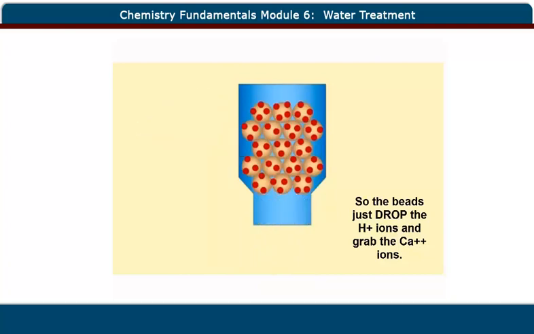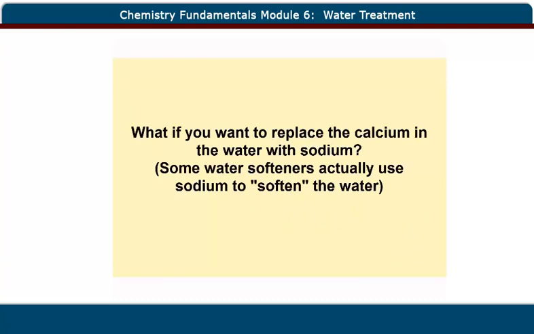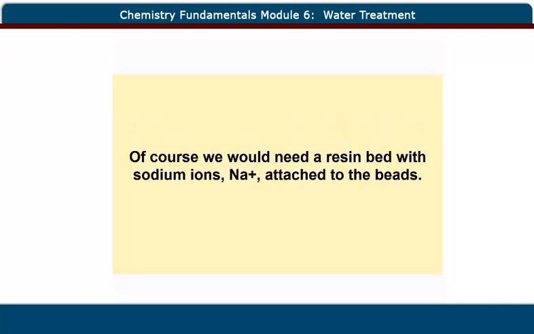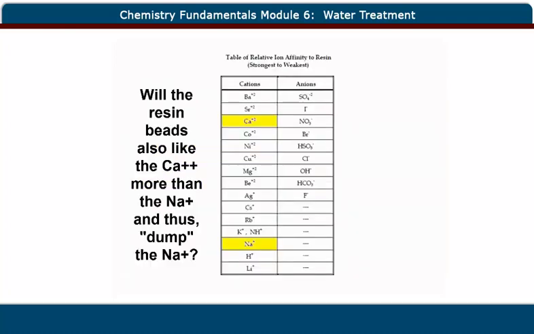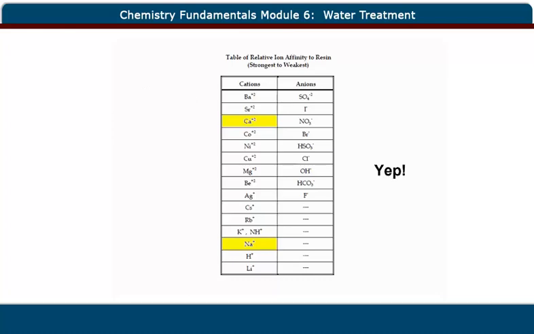Now, what if you wanted to replace the calcium with sodium? This is often done to soften water. You would just use a cation resin bed, and instead of using beads with hydrogen attached, you use beads with sodium ions attached. Checking our relative ion affinity table, we see sodium is near the bottom of the list, so the beads like calcium more, so we expect the beads to discard the sodium into the effluent stream and grab the calcium.